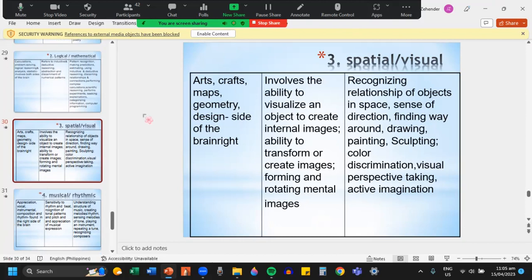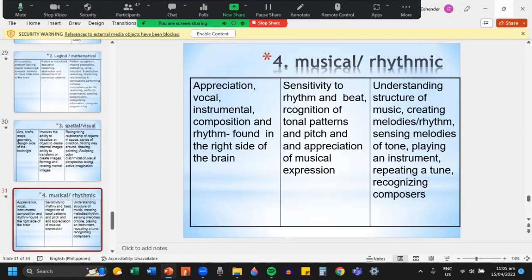Next we have the musical or rhythmic, the sound smart. So they have this sensitivity to rhythm and beat, and recognition of tonal patterns and pitch and appreciation of musical expression. So they understand the structure of music, creating melodies, a rhythm, sensing melodies of tone, playing an instrument, repeating a tune, and recognizing composers.